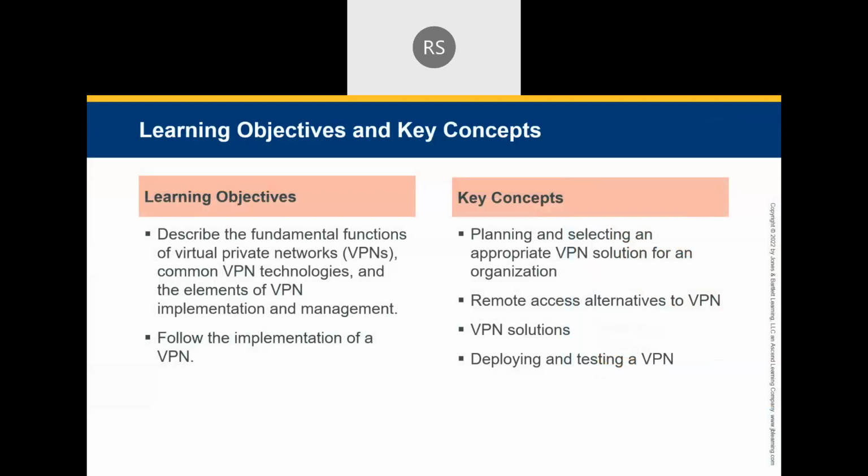We'll also look at remote access alternatives for VPN, because not every organization may need a VPN for remote access. So we're going to look at other options that are available and discuss when the VPN would be the best choice. Also, there are various VPN technologies out there, and we're going to look at the strengths and weaknesses of some of these. We'll look at some of the most common solutions available and discuss their pros and cons.